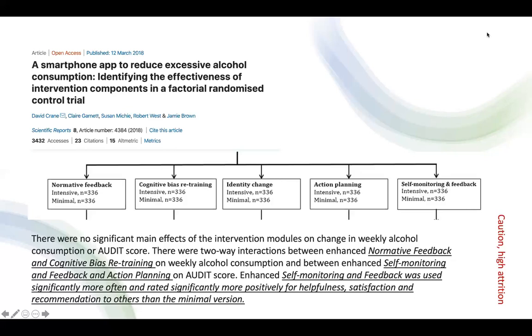But they did find two-way interactions. So that's also cool. The factorial design allows you to test two-way interactions. It suggests that people who had normative feedback and cognitive bias retraining had a lower weekly alcohol consumption. So you see, with a combination of different components, you can measure the effect of that as well.